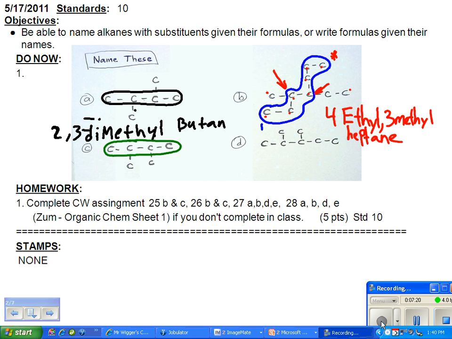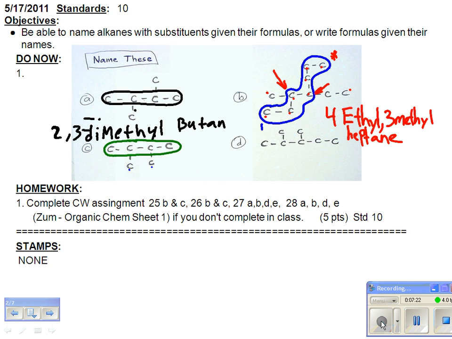See, in each of these, we have 1 carbon sticking out of the main chain. It's outside the circle. And with 1 carbon sticking out, and there's 2 of them, now, what do we call it? It's 2,3-methyl. Dimethyl. There we go. Good. Okay. Go ahead and write it.